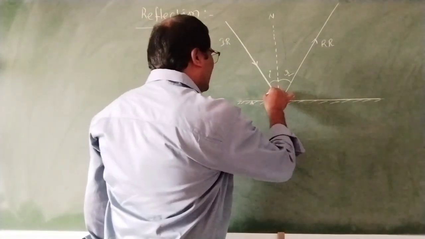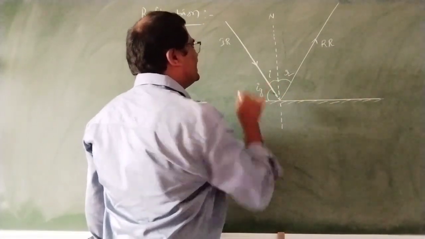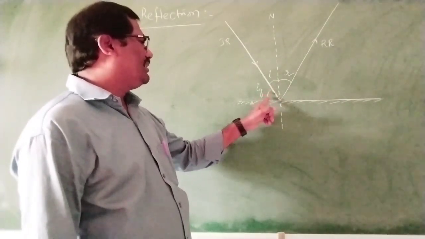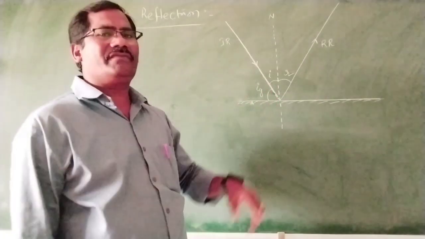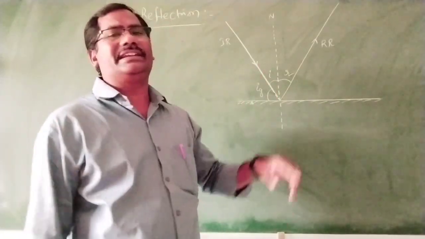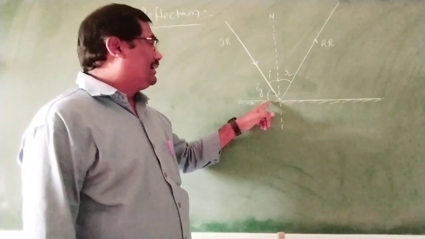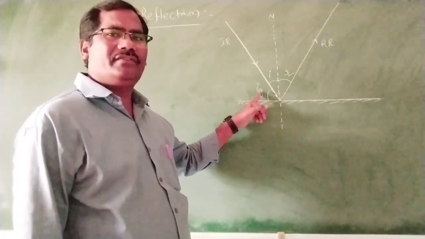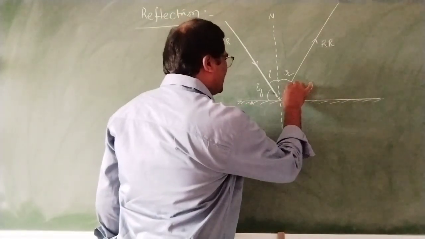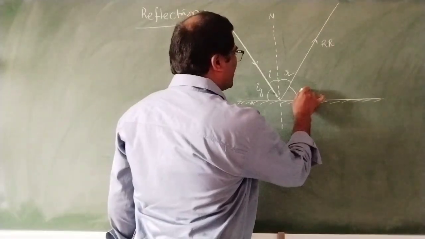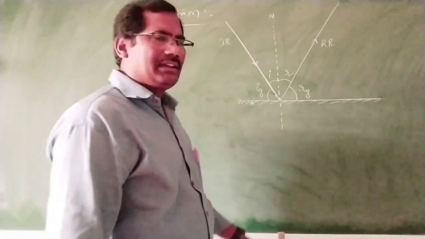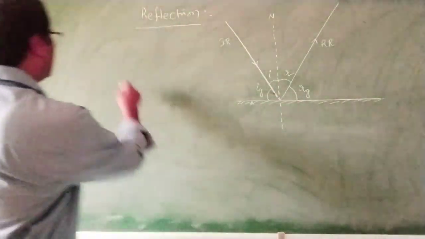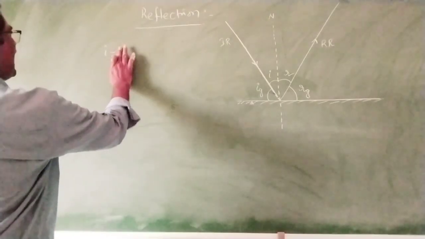This is the glancing angle of incidence. The angle made by the reflecting surface with the incident ray is known as the glancing angle of incidence. The angle between the reflected ray and the reflecting surface is known as the glancing angle of reflection.